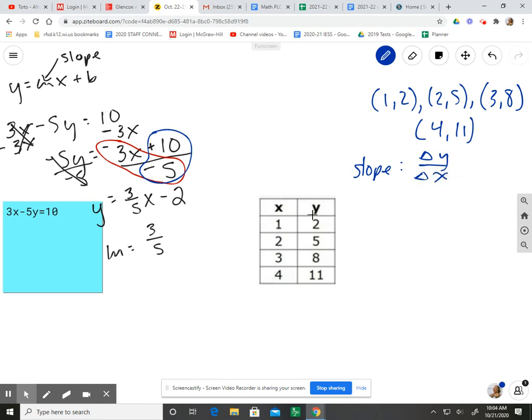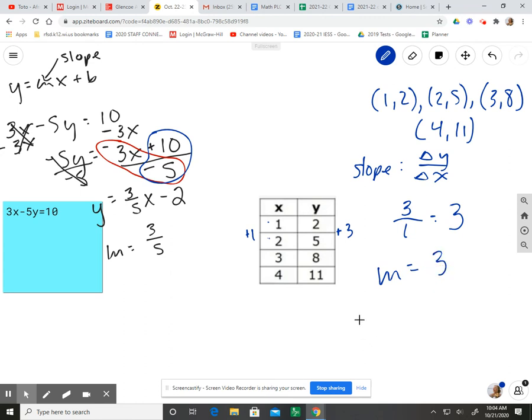So what we can do is pick two rows to look at. Let's look at row 1 and row 2. We can find our change in y by figuring out how we get from 2 to 5. We add 3. And to get from 1 to 2, we add 1. So our change in y is 3. Our change in x is 1. So our slope is 3.